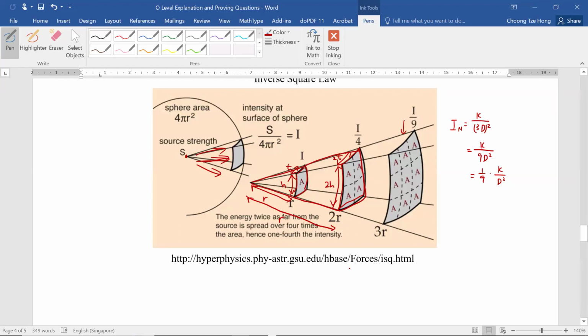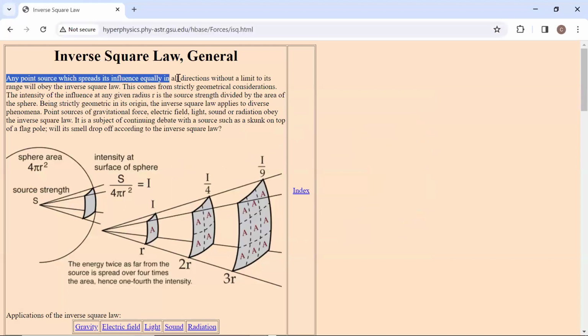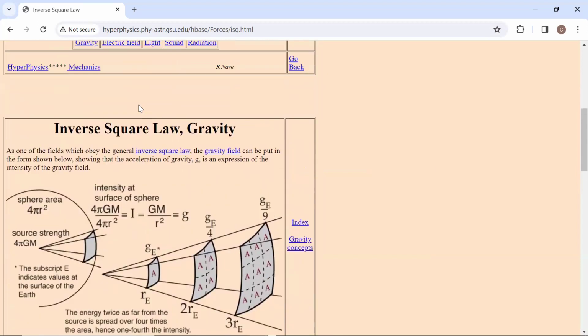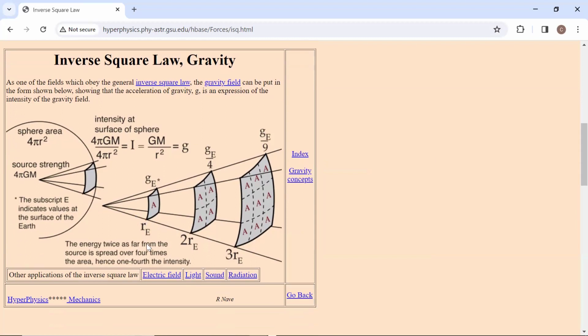Let me bring you to another website to take a look. As you can see here, any point source which spreads its influence equally in all directions without limit will obey the inverse square law. This applies to a lot of things. For example, gravity: if you are 2 times further away from the source, the intensity of gravity becomes a quarter of the original intensity.